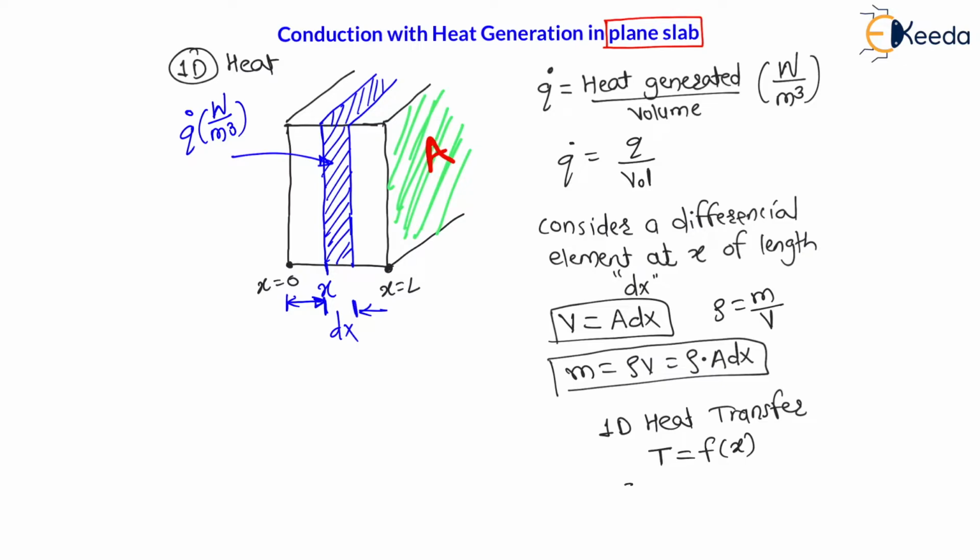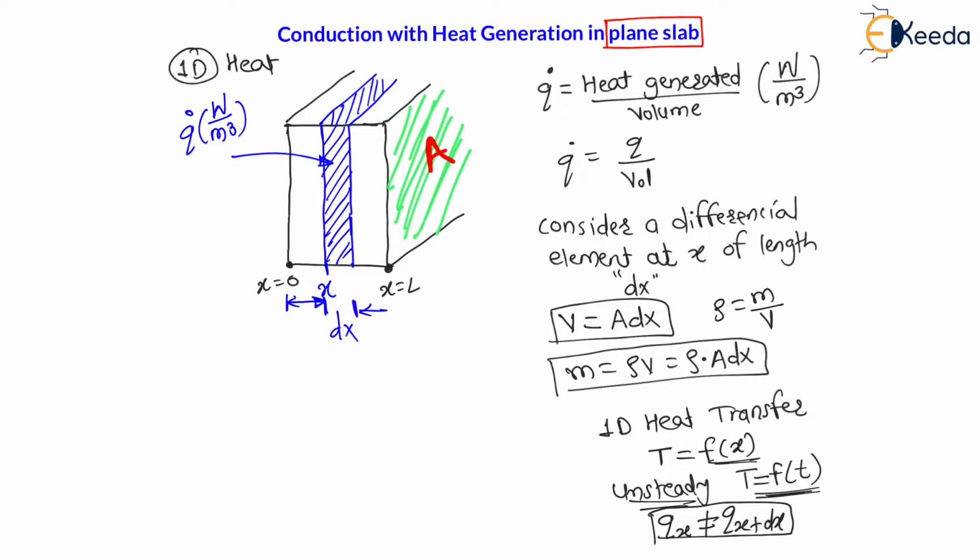Here we are assuming it is an unsteady state of conduction. Unsteady means temperature is a function of time also. Temperature is a function of distance as well as a function of time. And the heat transfer at distance x is not equal to the heat transfer at any other distance x plus dx, right? Means heat transfer rate is continuously changing with respect to distance also. Right? And temperature is a function of x as well as a function of time. That means it is an unsteady state of conduction.